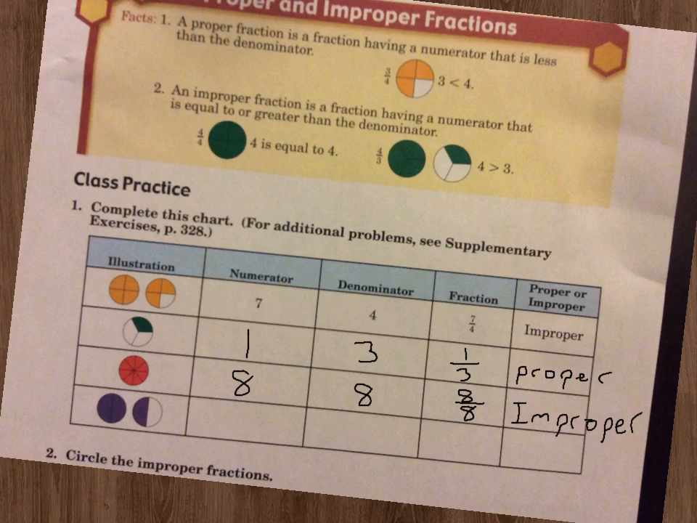Okay, next we have these purple fill-ins. There's 3 of the half circles filled in. 2 of them would make a whole, and so our fraction is going to be 3 over 2. And there's a bigger number on top, and so again we have an improper fraction.